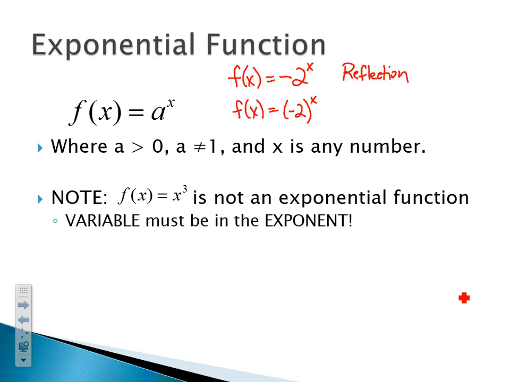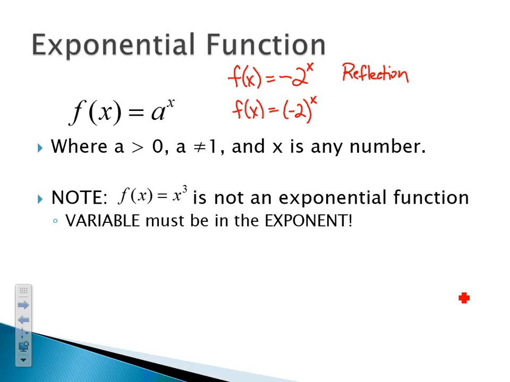So that's the key to understand when we say that a has to be greater than 0: we're focused on the base of that function. We also need to make note that f of x equals x cubed is not an exponential function. While it has an exponent in it, it's a polynomial function like we dealt with in Chapter 2. The key is that the variable x has to be in the exponent. That's the difference between f of x equals a to the x power and f of x equals x cubed: the position of the variable.